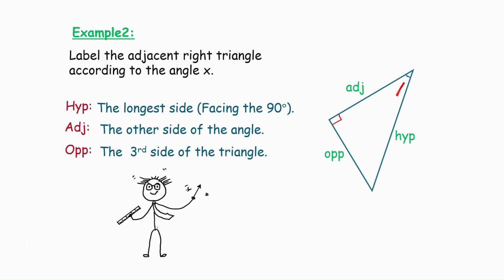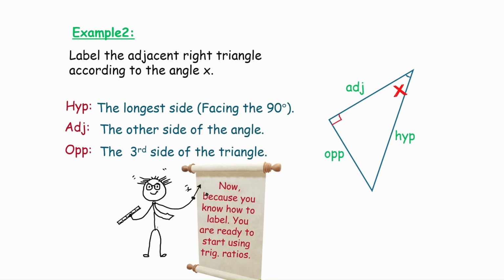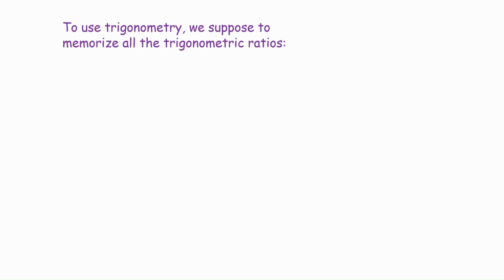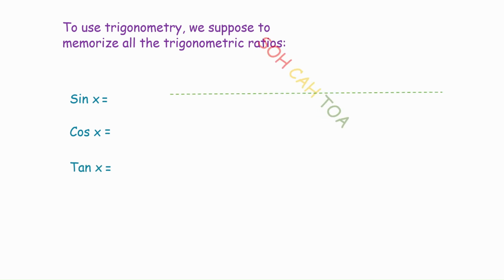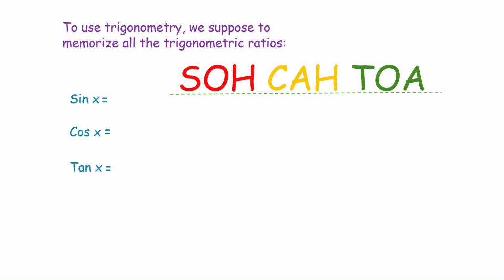Now here is our teacher feeling happy, because now we know how to label. And we are ready to start using the trigonometric ratios. To use trigonometry, we're supposed to memorize all the trigonometric ratios. The sine, cosine, and tangent, using the word SOHCAHTOA. When we memorize the word SOHCAHTOA, it will be easy for us to memorize the three ratios.